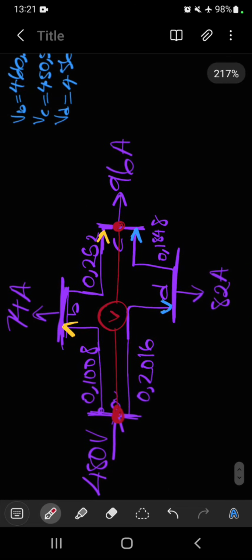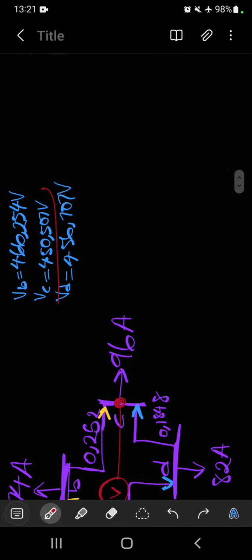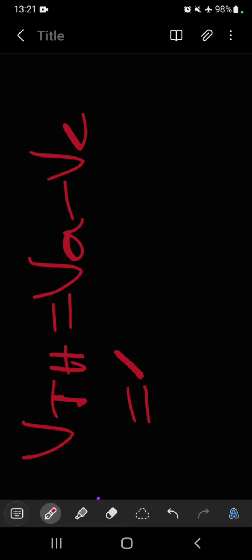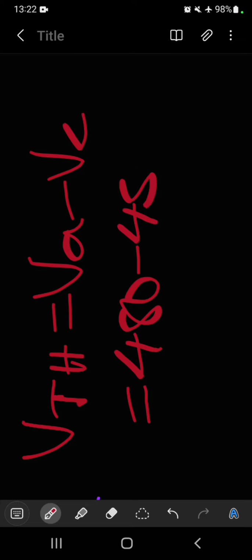So VAC is just VA minus VC. And remember, VC is 450.507. Now let's calculate it. That is very simple. VThevenin is equal to VA minus VC, that is 480 minus 450.507. That gives us 29.493 volts. This is the VThevenin.